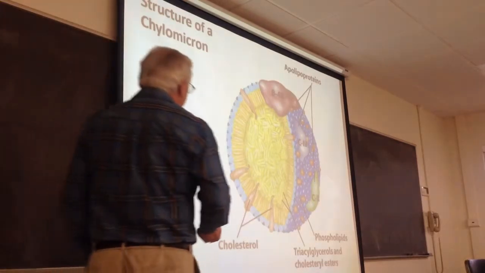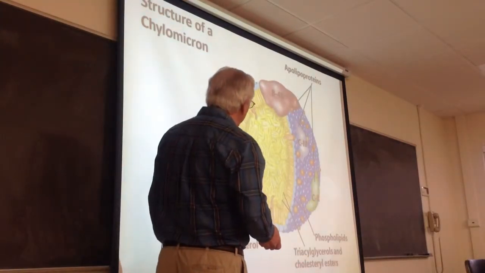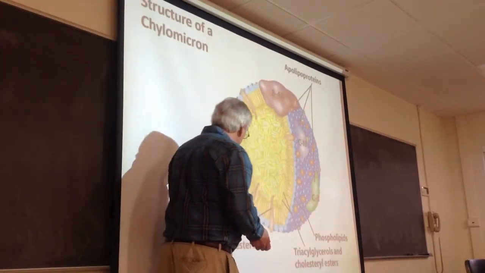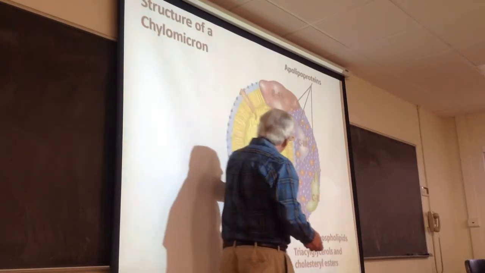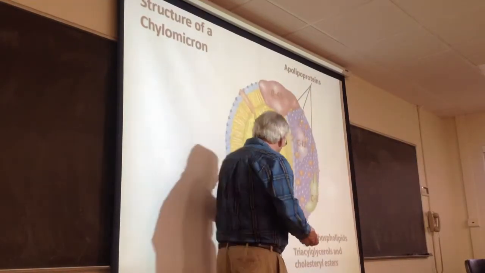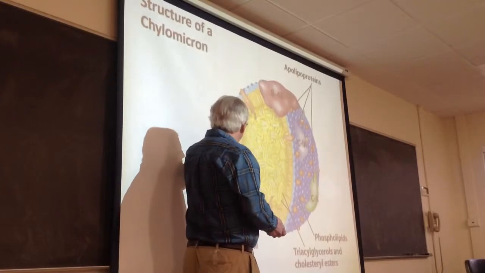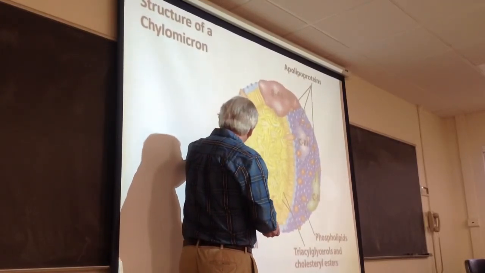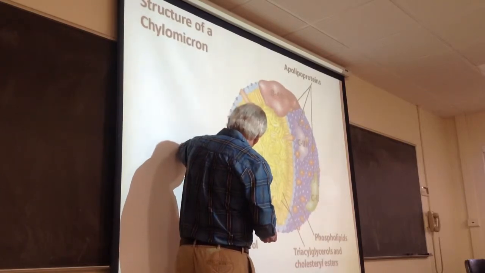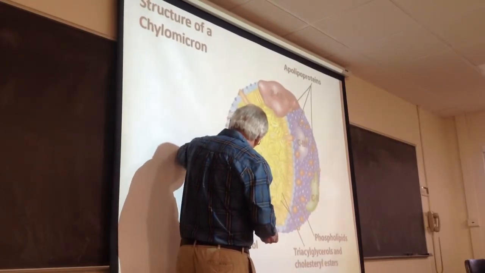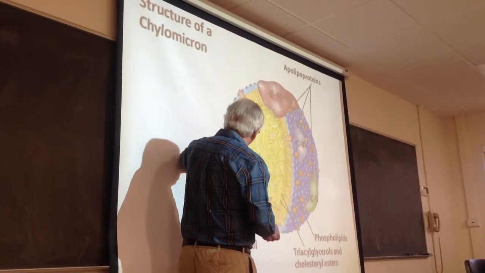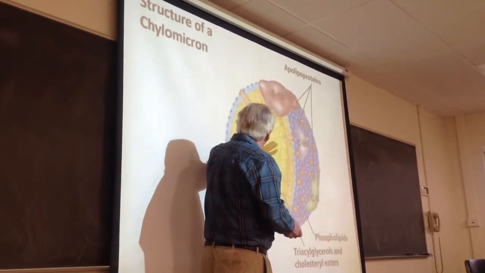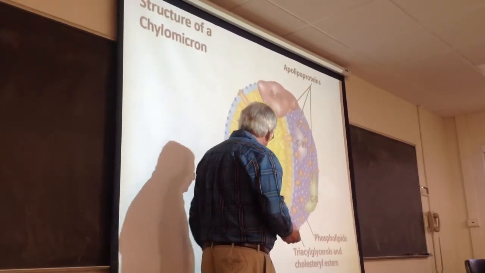Just to review, this is what a chylomicron looks like. It's got polar lipids, a monolayer on the outside. This isn't a cell membrane kind of structure. It's like half a membrane, right? It's got polar phospholipids with polar groups on the outside, your fatty acid chains pointing in here, and then the triglycerides in the center.